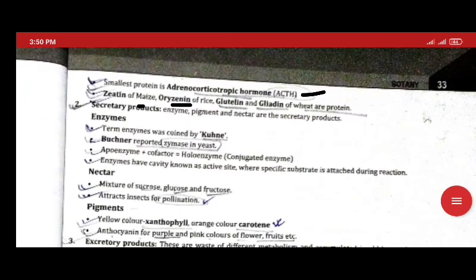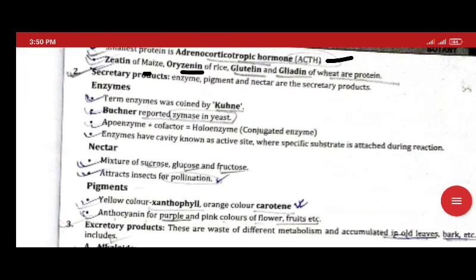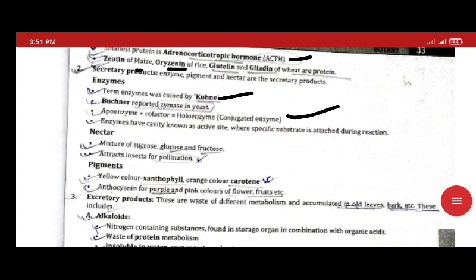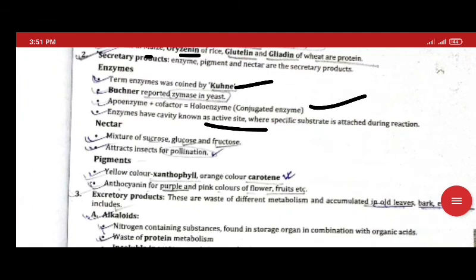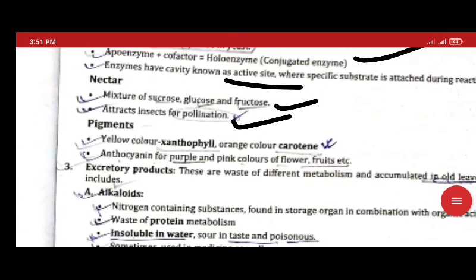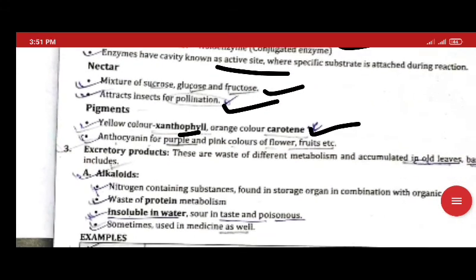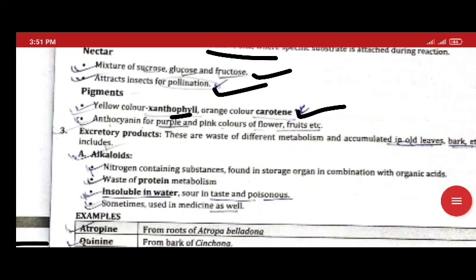Now secretory products. Secretory products contain what? Enzymes. Enzymes with coenzymes are holoenzymes, attached at the active site during reaction. Nectar is a mixture of glucose, sucrose and fructose, which attracts insects for pollination. Among pigments, the yellow pigment is xanthophyll and the orange is carotene. The pigment anthocyanin gives purple color to fruit.